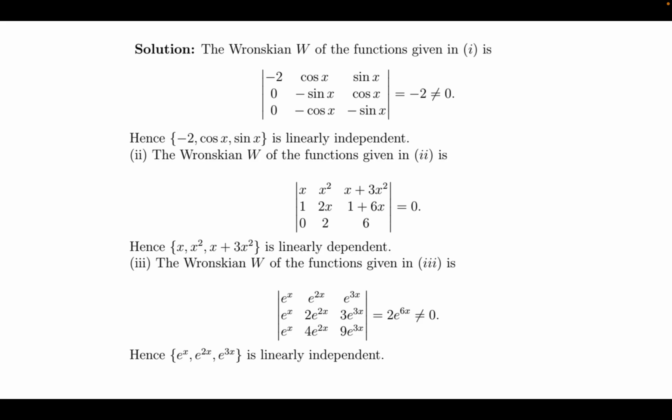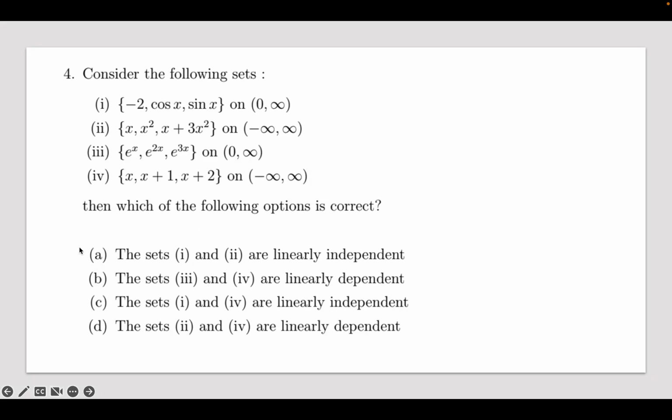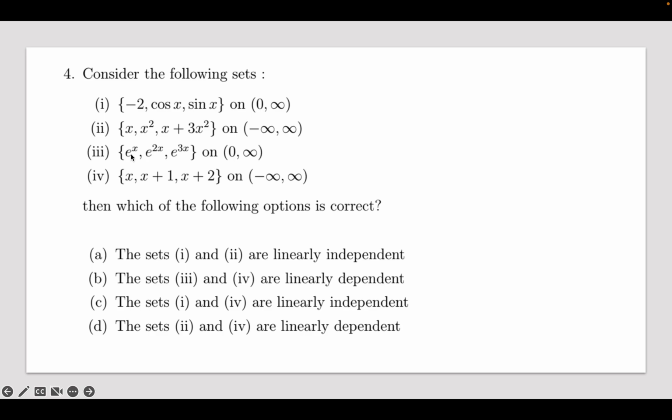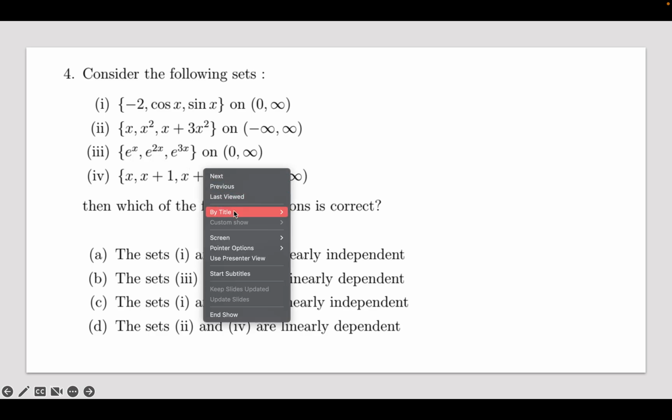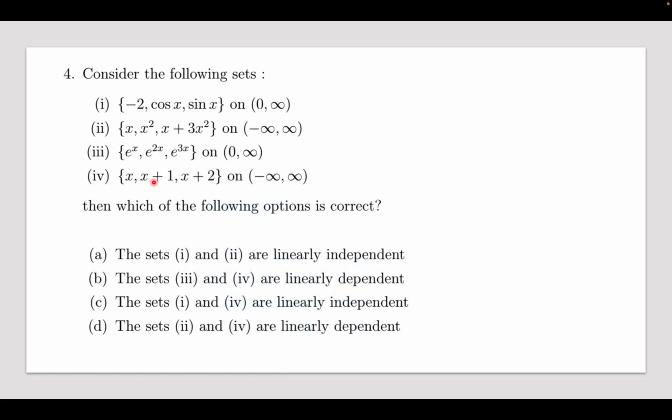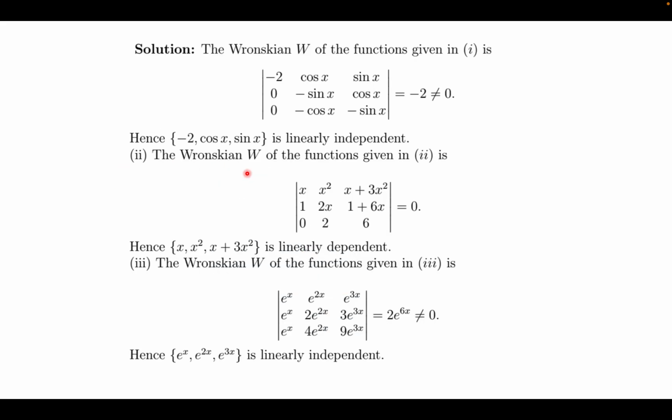Now if you get this type of problem, you will be able to solve it. Just for completeness, let me do it for the third option also, and I will urge you all to do it for option number 4, and then choose the correct answer by yourself. Here again you are given three functions: e power x, e power 2x, and e power 3x. Again, just write the functions e power x, e power 2x, e power 3x.